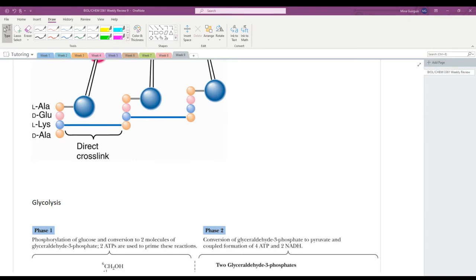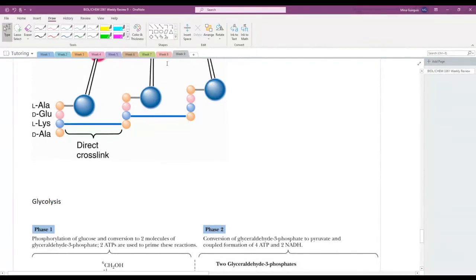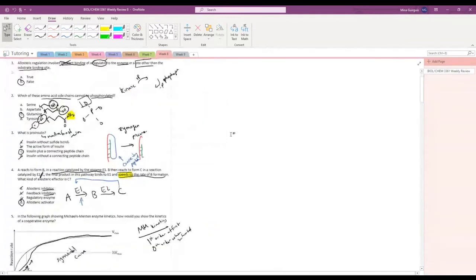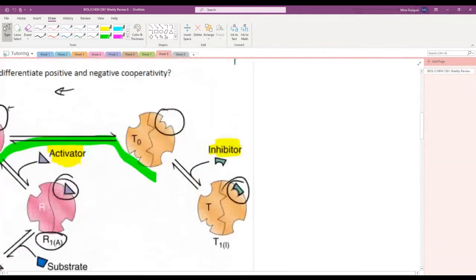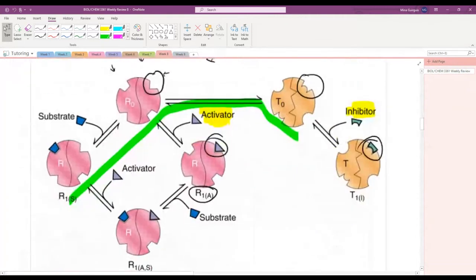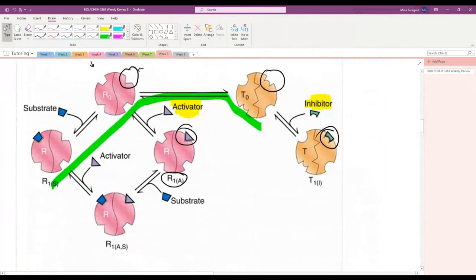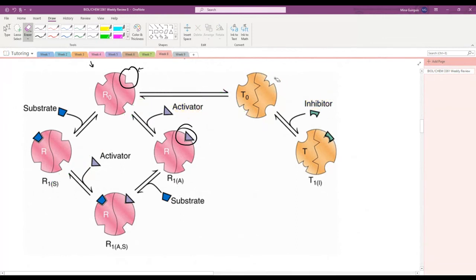Sure, so let's go over the enzyme models. I'm probably going to have to erase quite a lot since I wrote all over this, but we're going to talk about the MWC and the KNF models. This is a picture of the MWC model, and the MWC model is based pretty much on Le Chatelier's principle.